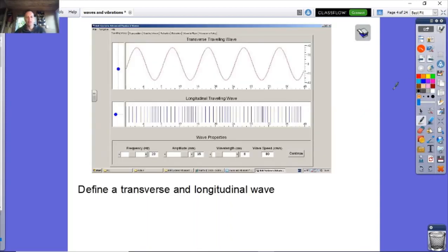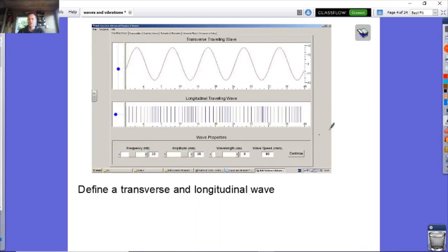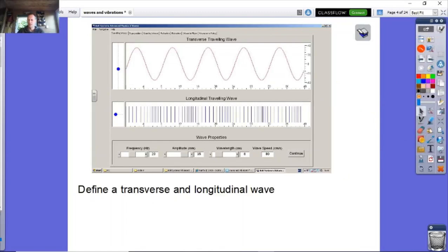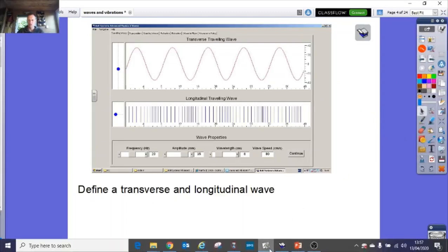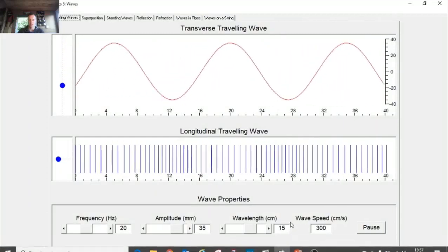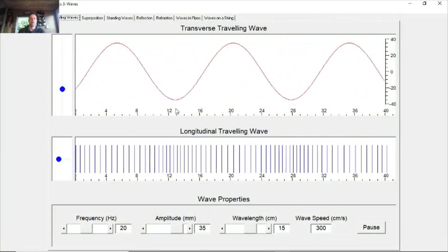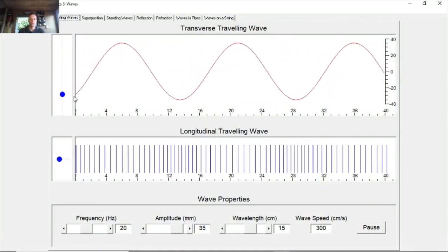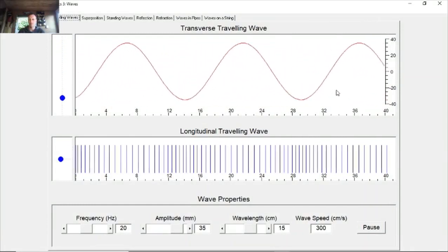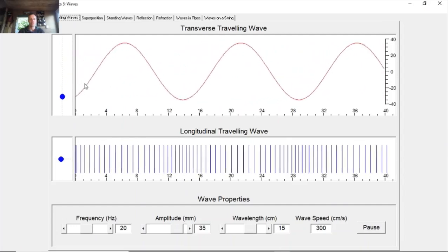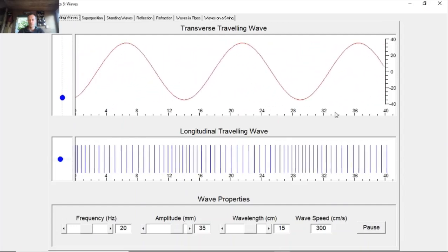So, define the difference between transverse and longitudinal waves. Well, longitudinal and transverse waves, again, you met in GCSE. Now, these are all about traveling waves. Therefore, you have like here a water wave where the wave is traveling along like this, going from the left all the way to the right.